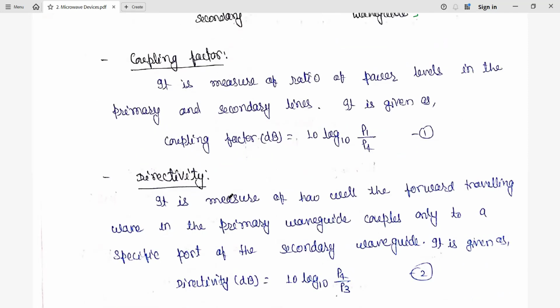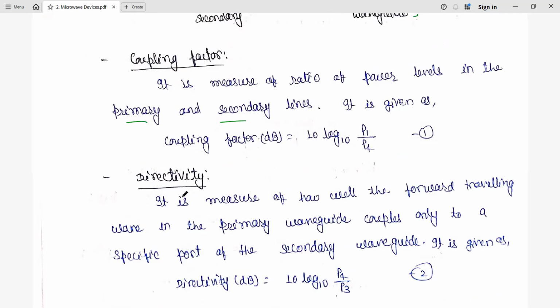First of all, what is the coupling factor? It measures the ratio of power levels in the primary as well as secondary lines. P1 is connected with the source, and we see how much power is transmitted to P4. That ratio gives us the coupling factor. In dB, we write 10 log10 P1 by P4, where P1 is the power at port 1 and P4 is the power at port 4.